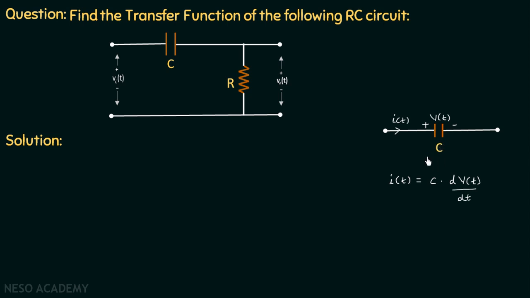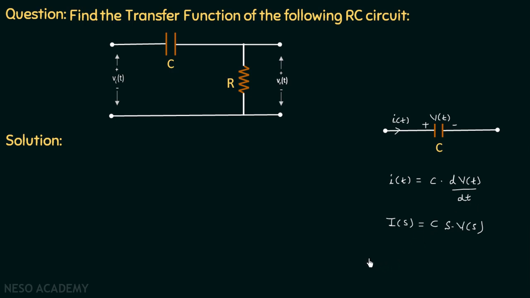Now if we apply the Laplace transform to this equation, we will have I(s), the Laplace transform of i(t), equal to C. C is a constant because it is the capacitance of a capacitor, so C will be taken out, and we apply the Laplace transform to the derivative of v(t), and its Laplace transform is given as sV(s), where V(s) is the Laplace transform of v(t).